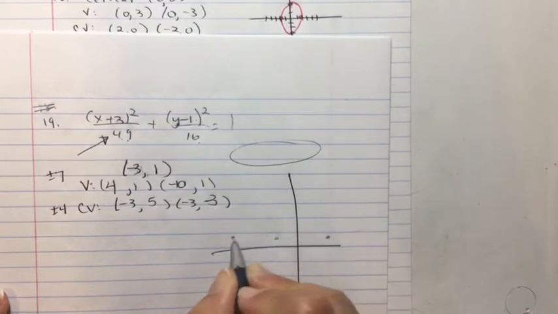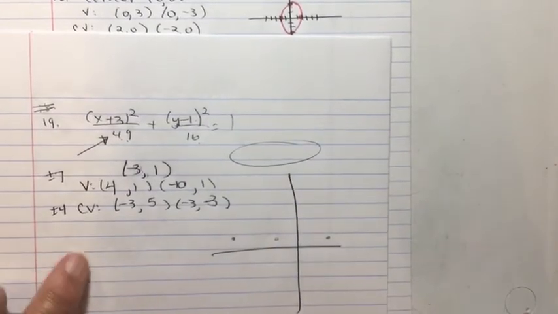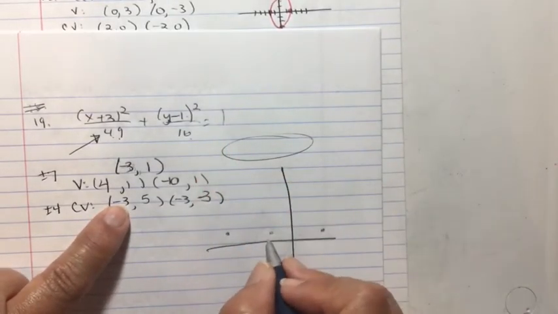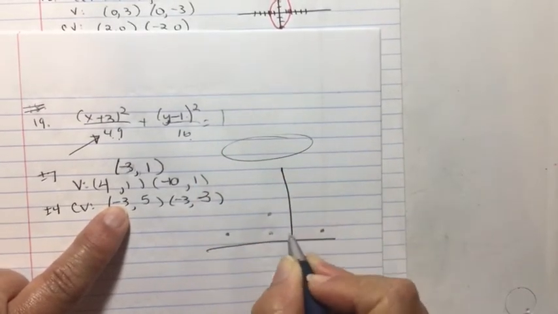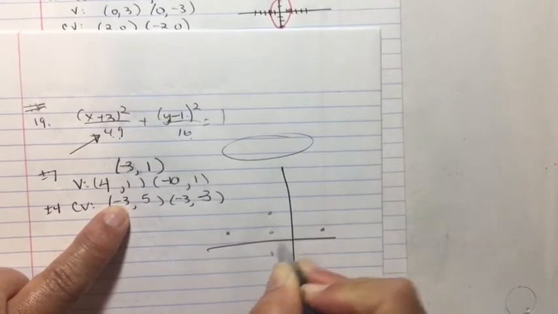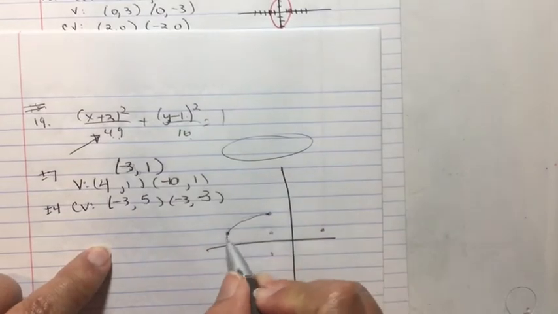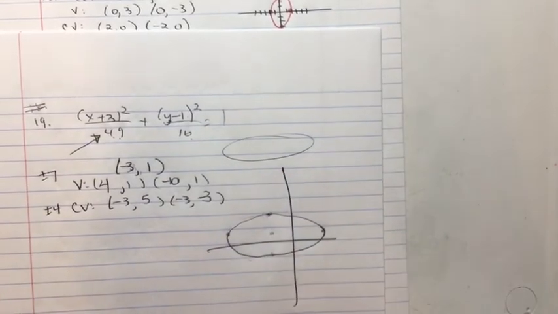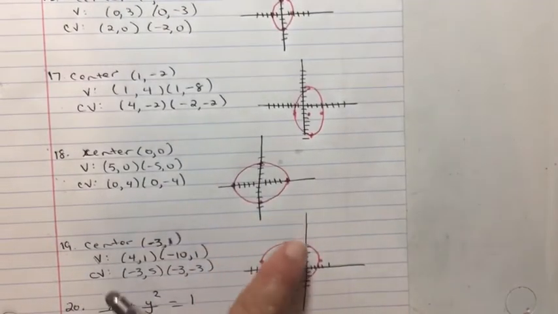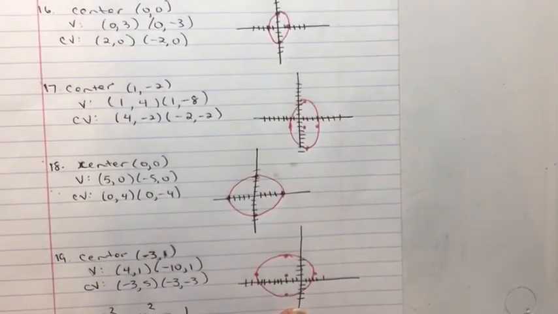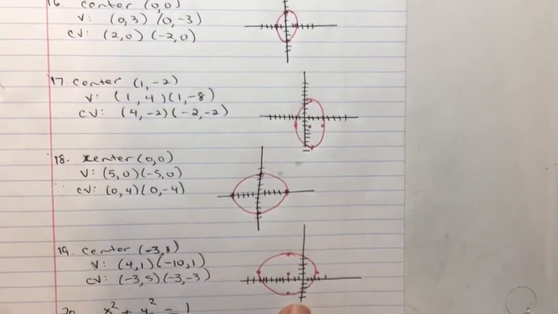axis vertices. Okay, for the co-vertices on the minor axis, you're going to have a -3 with a 5, and then a -3 with a -3. And that's where your parabola is going to come from. Sorry, I said parabola. It's not a parabola. What is it? It's an ellipse. So that was 19. So now if you have questions 16 to 19, again, please see me. I'll be more than happy to go through them with you.